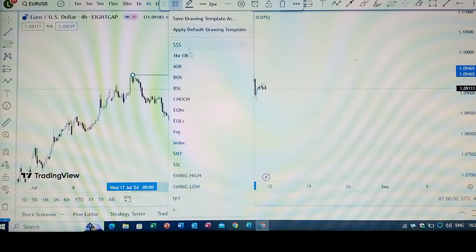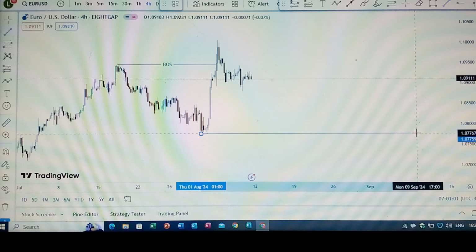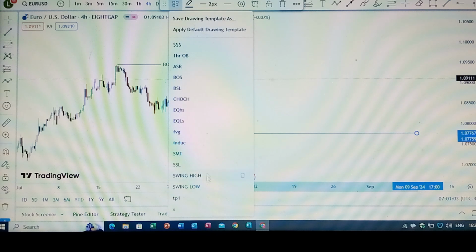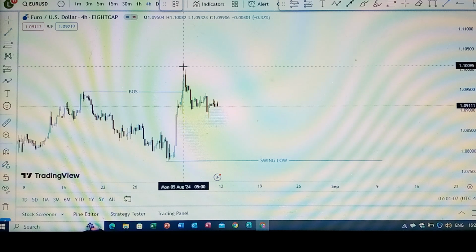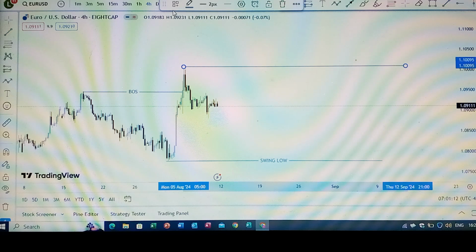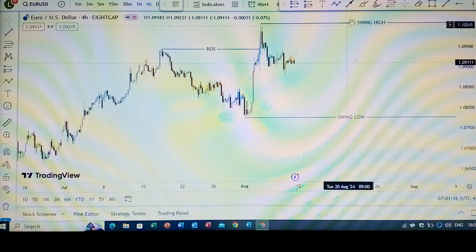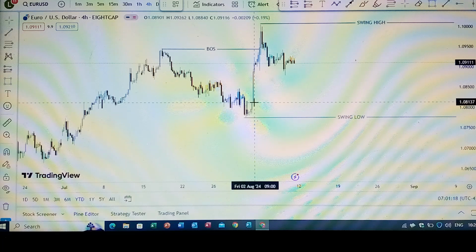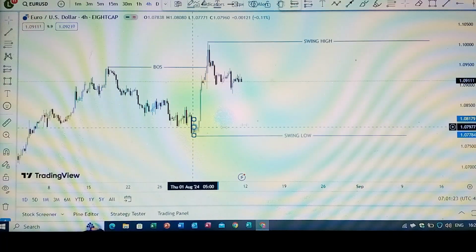So we have a breaker structure, and my trading range is from this swing low to this swing high on the 4-hour. Mind you, this is the 4-hour time frame. So I'm trading from this swing low to this swing high, and the level I'm looking at for price to pull back to is this level down here.